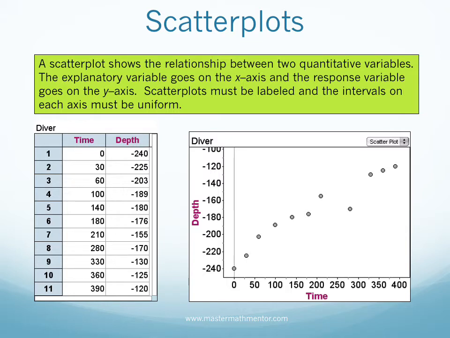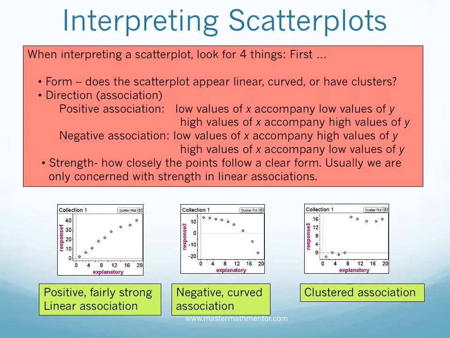A scatter plot is a graph that shows the relationship between the explanatory variable on the x-axis and the response variable on the y-axis. Each axis of scatter plots must be labeled and have a uniform scale. In this scatter plot, the time variable has been converted to seconds. You can create scatter plots on your calculator.